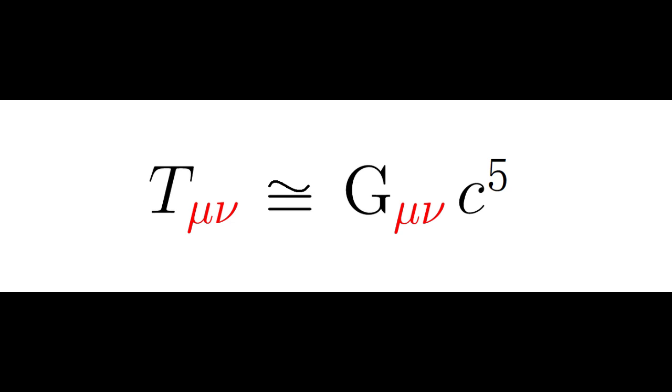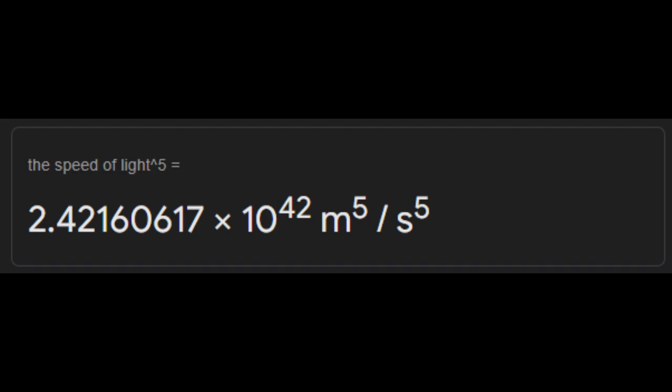This tells us that the energy-momentum tensor, which describes the energy and matter, is proportional to the spacetime curvature multiplied by c to the fifth power. Why is this important? Because c to the power 5 is a huge number. In fact, c to the power 5 is approximately 10^42. This means an enormous amount of energy is required to create even the smallest curvature in spacetime.